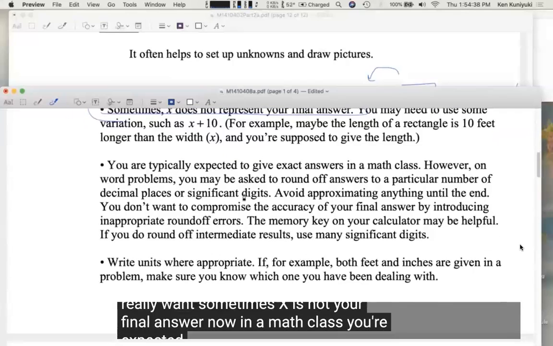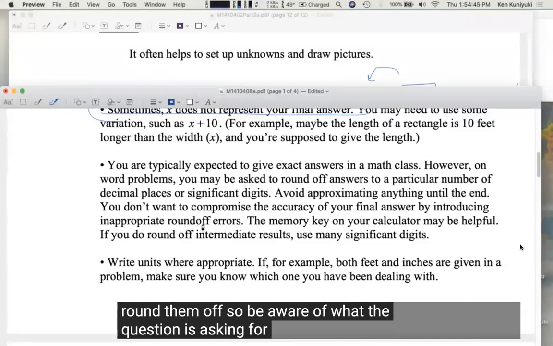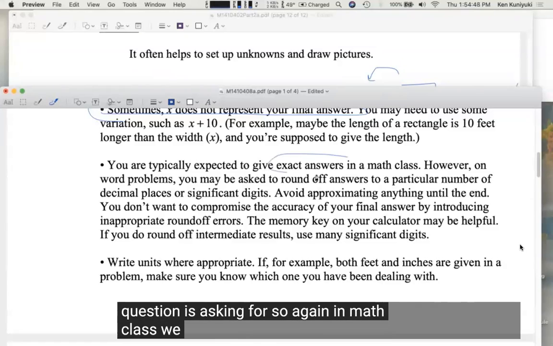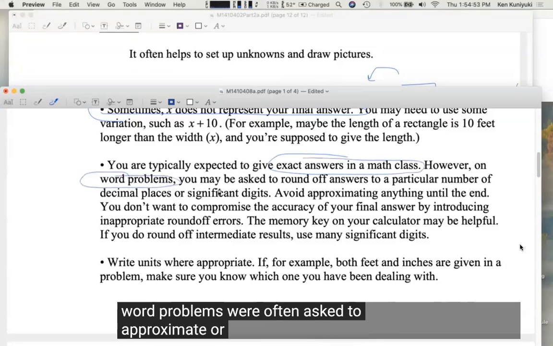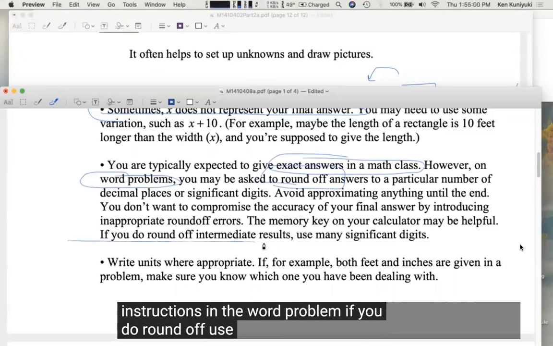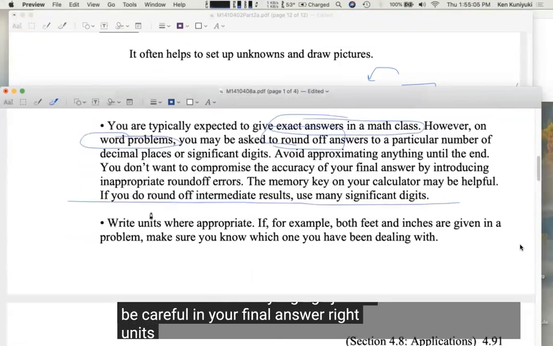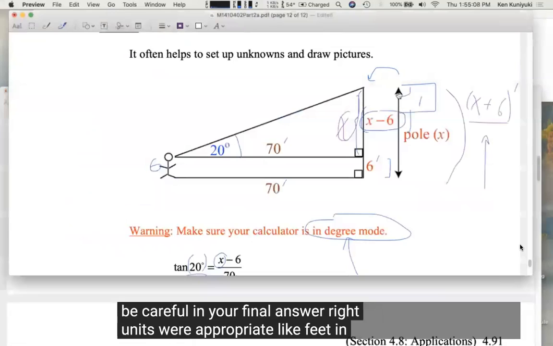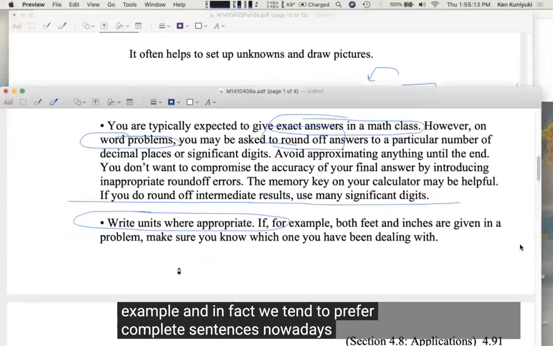Now, in a math class, you're expected to give exact answers, but in word problems, you might be asked to round them off. So be aware of what the question is asking for. So again, in math class, we expect exact answers, but in word problems, we're often asked to approximate or round off and follow the instructions in the word problem. If you do round off, use many sig figs just to be careful. In your final answer, write units where appropriate, like feet in our example. And in fact, we tend to prefer complete sentences nowadays.